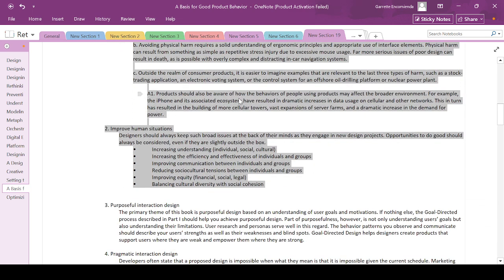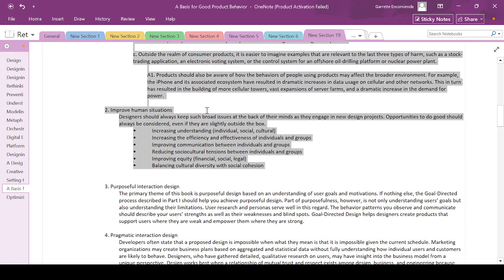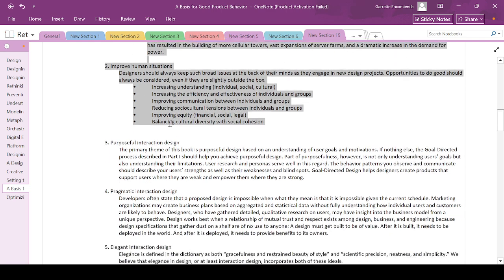Products should also be aware of how the behaviors of people using products may affect the broader environment. For example, the iPhone and its associated ecosystem has resulted in dramatic increases in data usage on cellular and other networks. This in turn has resulted in the building of more cellular towers, vast expansions of server farms, and a dramatic increase in the demand for power.